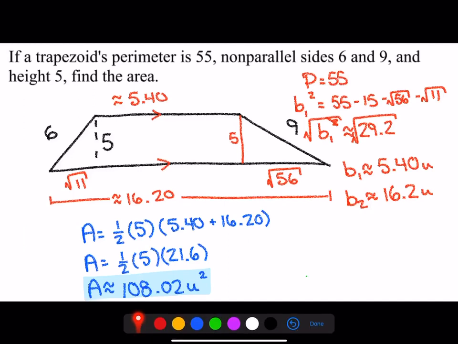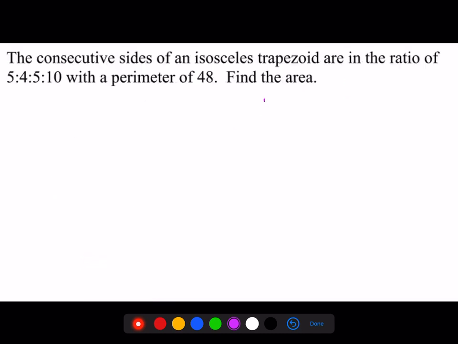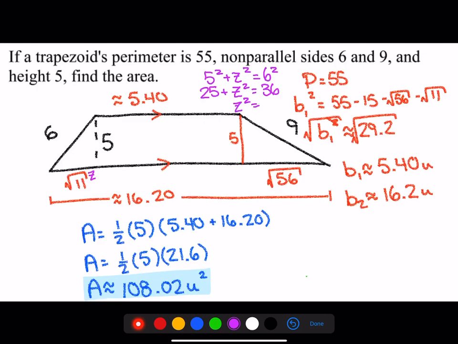From here, now that I know that this side is radical 56, I can go ahead and do the same for this side length right over here, this small piece. So, once again, using Pythagorean's theorem, 5 squared plus, let's call this z squared, equals 6 squared. That'll give me 25 plus z squared equals 36. Z squared equals 11. So z is equal to radical 11. So that's where this radical 11 comes from.